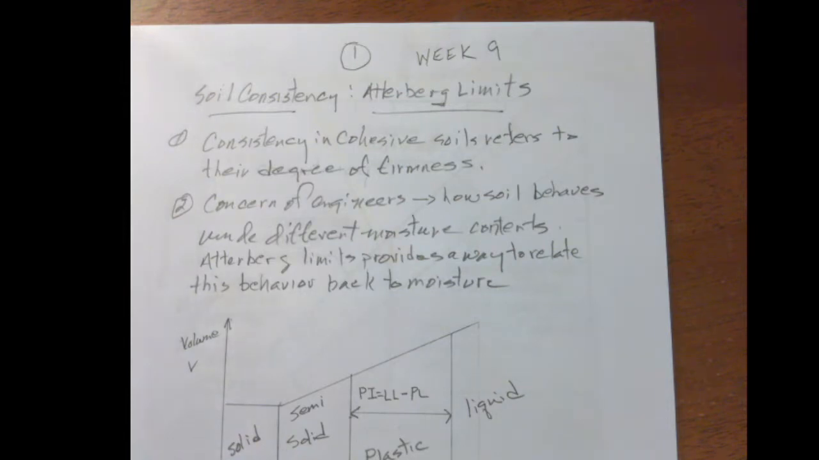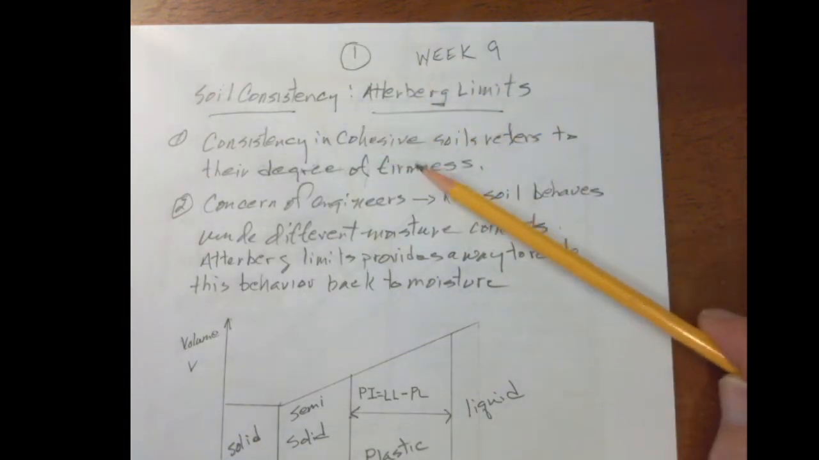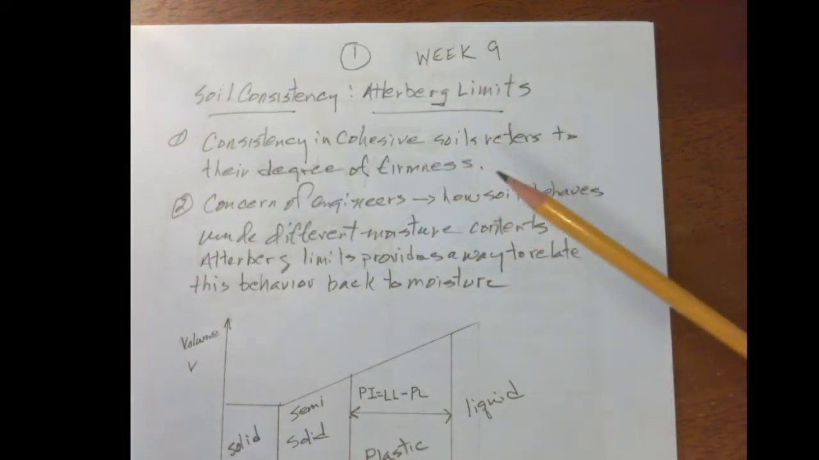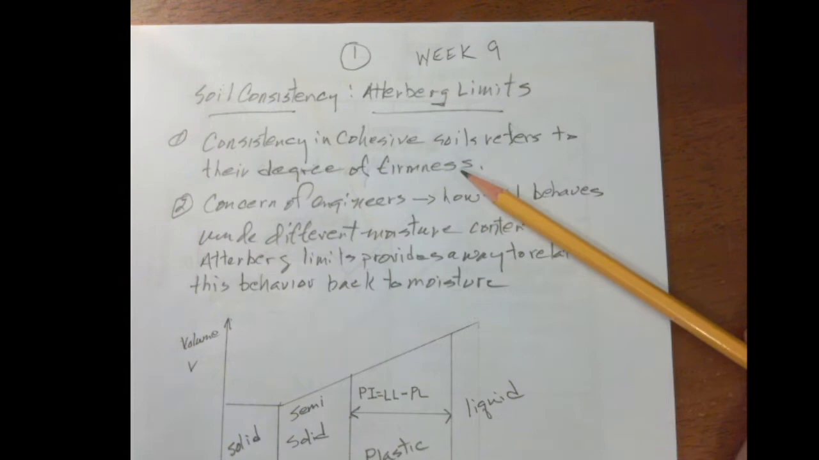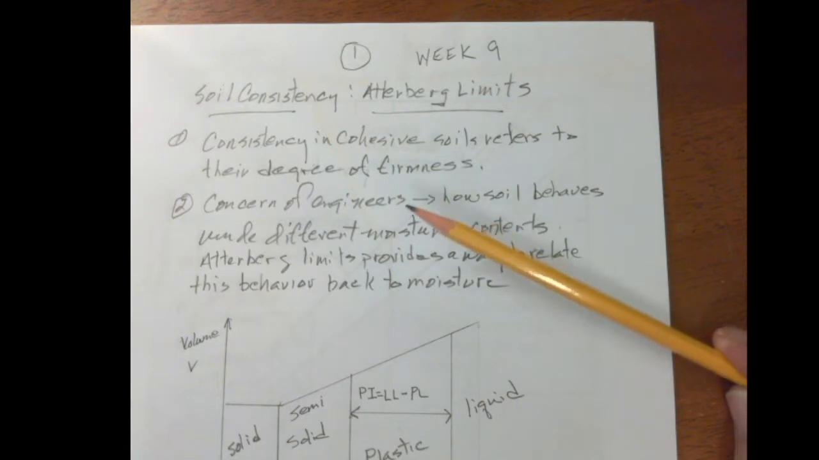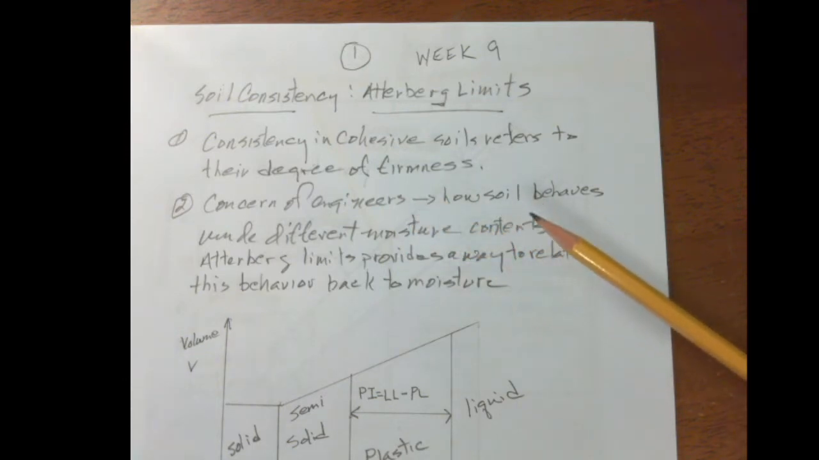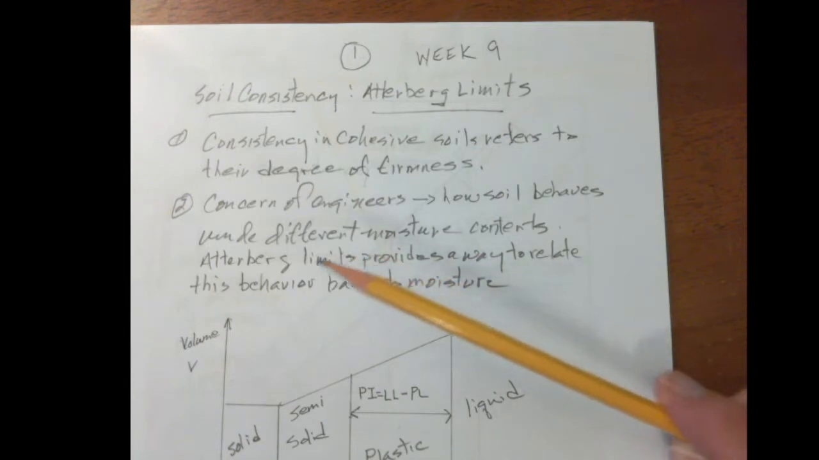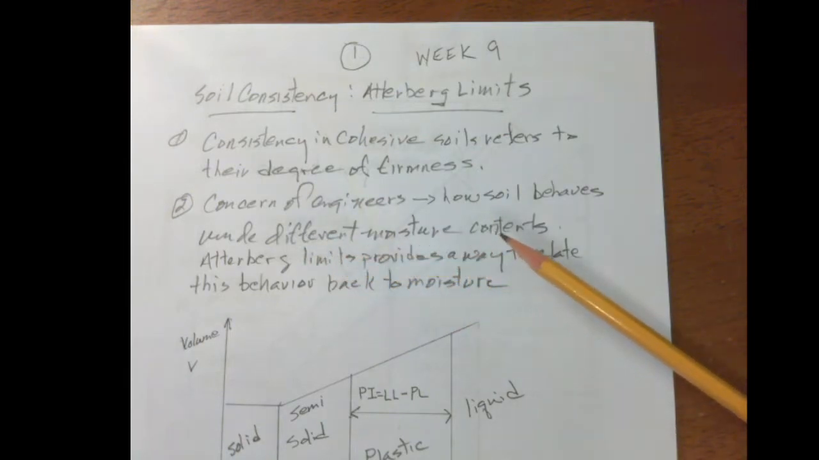But consistency, as you can see here, consistency in cohesive soils refers to its degree of firmness. It's like Play-Doh down to mud to the consistency of a milkshake, let's say. The concern of engineers is how soil behaves under different moisture contents. So Atterberg's tests relate to moisture content consistently.